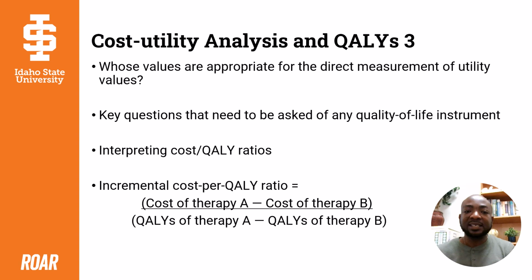It is often suggested that in the UK, for example, the National Institute for Health and Care Excellence, NICE, has a willingness to pay estimate of the ceiling ratio or threshold of 20,000 to 30,000 pounds per QALY gained. And this means that any healthcare technology which yields an incremental cost per QALY gained of more than 30,000 pounds is unlikely to be recommended by NICE for use in the UK.